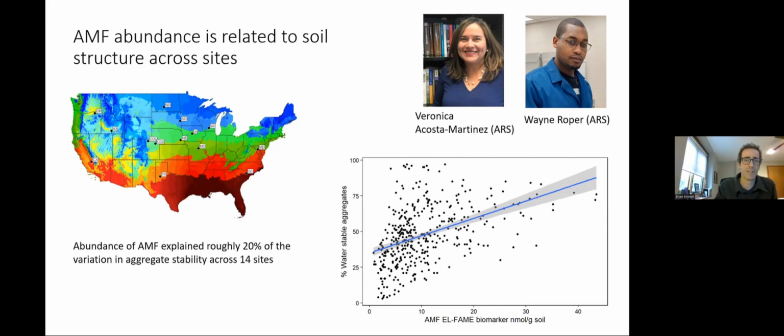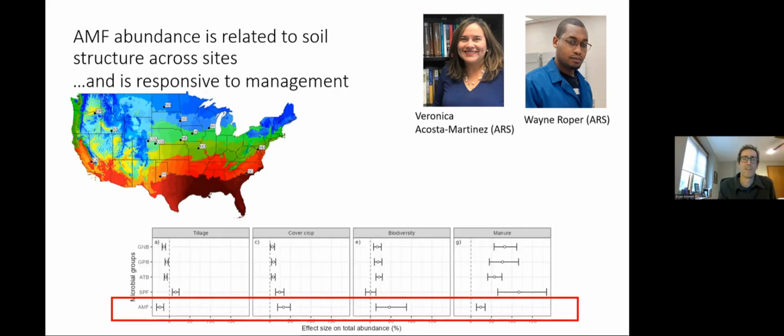And what I think is encouraging, kind of in line with our previous results, is that we can manage for them. So these are experimental sites with different treatments. And in the same way that the data that I showed you from Iowa, where we add tillage, we see a decrease in AMF abundance in soil. Where we add a cover crop or we add crop biodiversity, we see an increase, and even a slight increase with manure. So AMF abundance is related to soil structure across these sites, and it is responsive to management. So we do have some tools with which we can shape these communities.